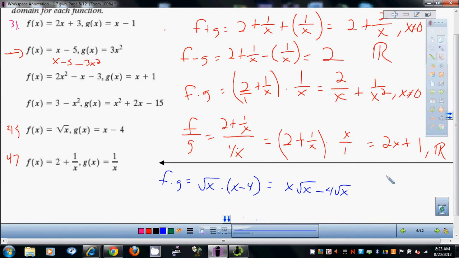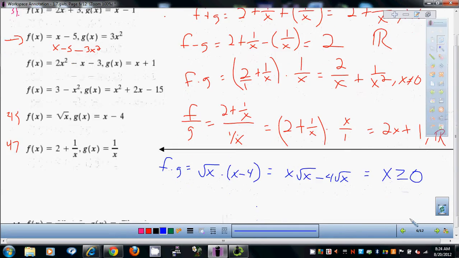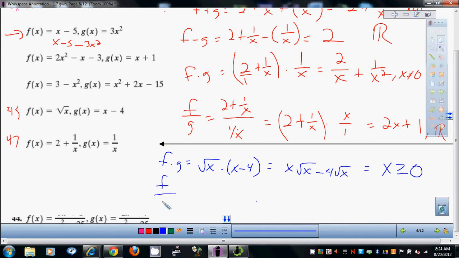I wouldn't even mind. What are my restrictions for x on the domain, though? I'm sorry? X must be greater than or equal to 0. Right. F divided by g, so that's going to be radical x over x minus 4. Nothing we can do, but what are my restrictions? X cannot be 4, and x has to be greater than or equal to 0 still. Yeah.